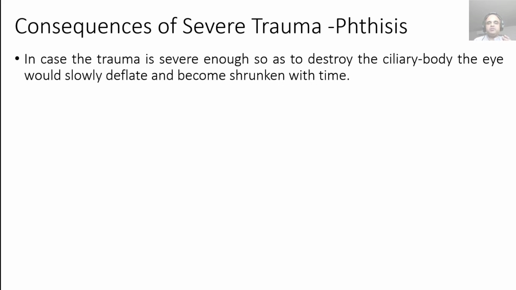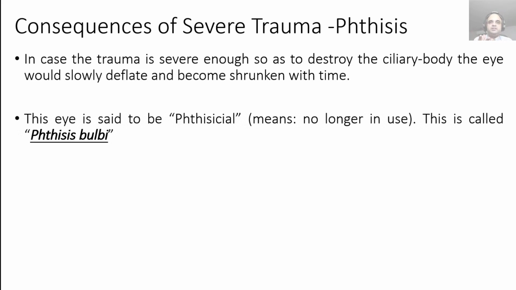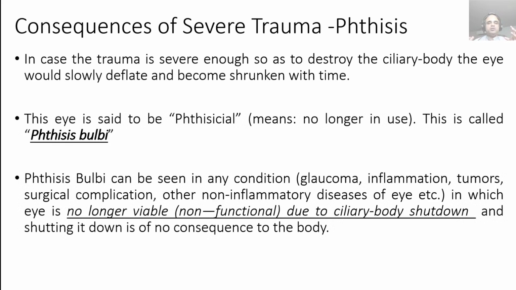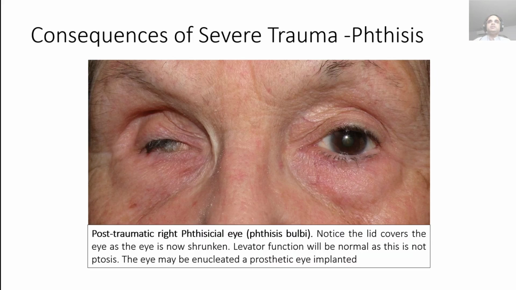One of the consequences of very severe trauma is something called phthisis. This very severe trauma can result in shutting down of the ciliary body, so that aqueous is no longer produced and the eye becomes deflated. This is called a phthisical eye, or phthisis bulbi. When the eye is no longer viable, the body just shuts it off to conserve energy, and this is how it looks.